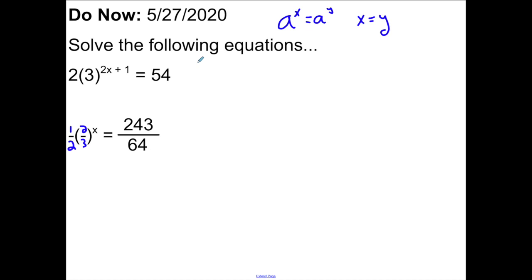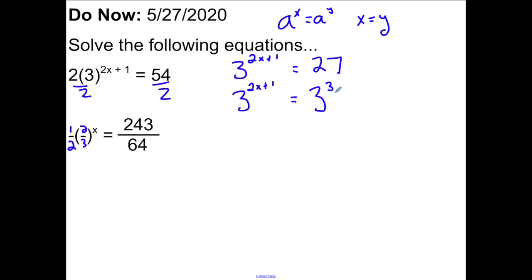Okay, so if you look up here on the first one, my base is not alone. So what I'm going to do is start by dividing both sides by 2. So I've got 3 to the power of 2x plus 1 is equal to 27. Now the base is alone, and my goal now is to write 27 as a power of 3. So 27 is equal to 3 to the power of 3. And now we have two expressions that are equal to each other and whose bases are equal. So what that means is the exponents must be equal.